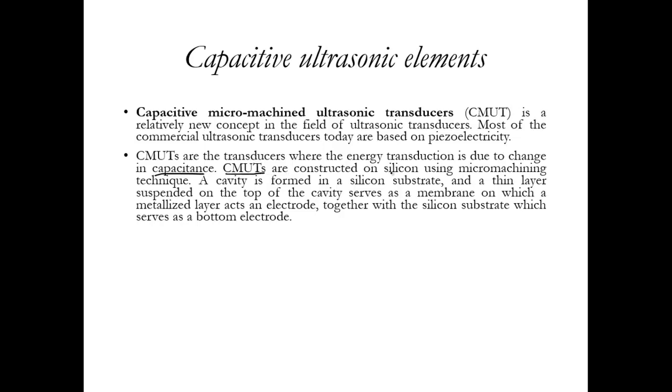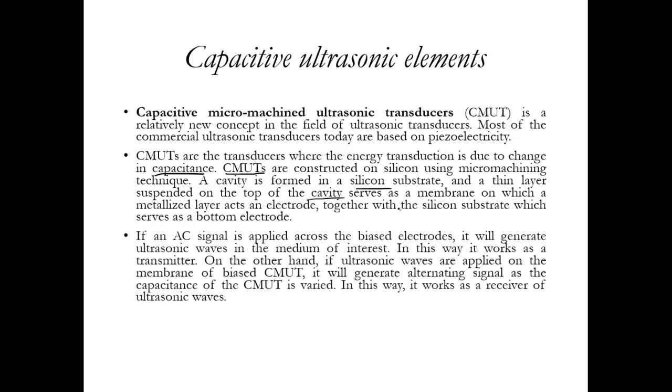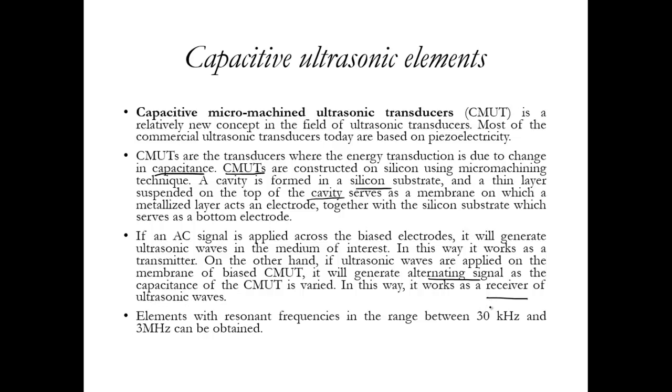CMUTs are more MEMS based, where it's constructed on silicon using micromachining techniques. So you form a cavity in the silicon substrate, and a thin layer is suspended at the top of the cavity, which serves as a membrane on which a metallic layer acts as an electrode, together with the silicon substrate, which serves as a bottom electrode. In this case, an AC signal is applied across the biased electrode. It will generate ultrasonic waves in the medium of interest, so it works as a transmitter. On the other hand, if we apply waves on the membrane, it will generate some alternating signal, so it acts as a receiver also. The resonant frequency of these elements can be in the range of 30 kilohertz to 3 megahertz.